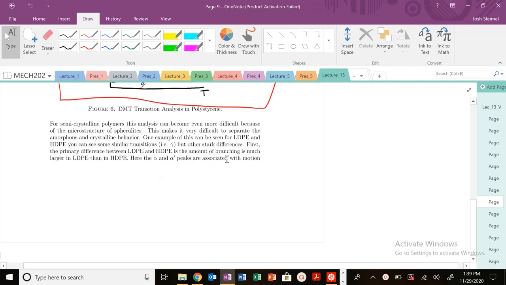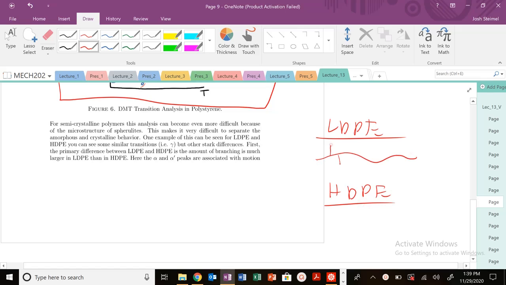Another example is for semicrystalline polymers, specifically low-density polyethylene and high-density polyethylene. We're going to do some DMT analysis right now. If we remember, the difference between low-density polyethylene and high-density polyethylene is due to the polymerization, and again, the number of branches. Low-density polyethylene has more branches than high-density polyethylene, which has much fewer branches, just a couple.